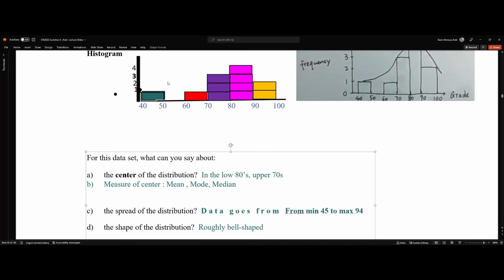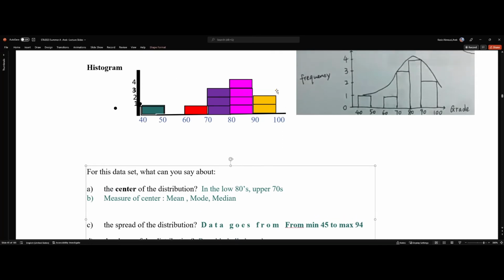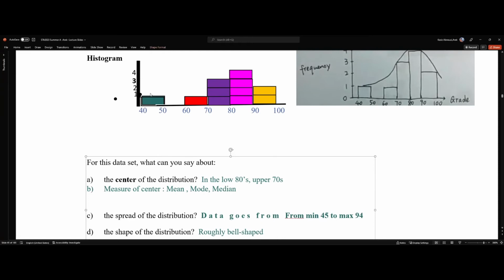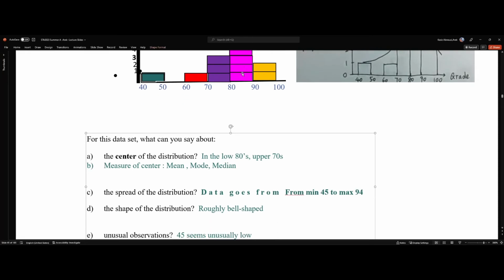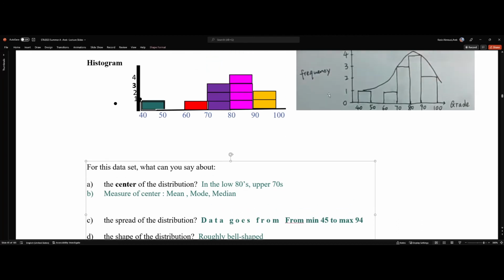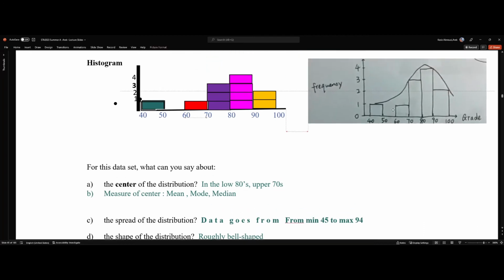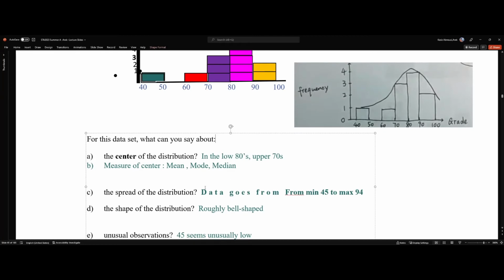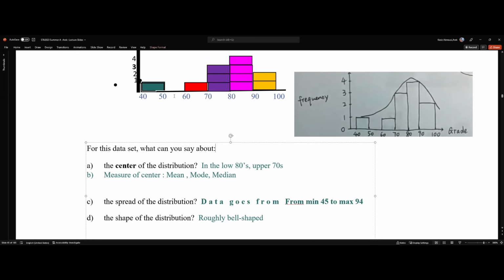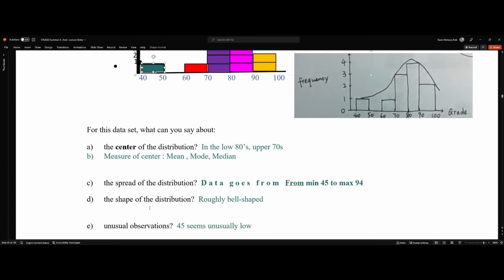The shape is approximately bell shaped, maybe slightly left skewed, but it's roughly bell shaped. We can see it here. Then for any unusual observation, we can maybe say that the 45, which is contained in this bin, might be an outlier or an unusual observation.